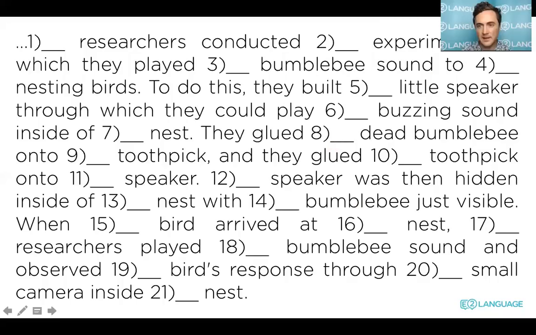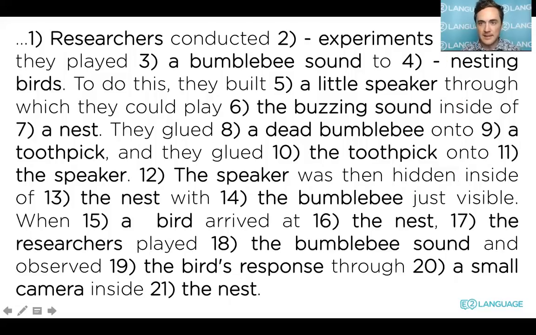Let me poke my head up. Here we go. Let's look at the answers. What have we got? We've got researchers. I'm sorry, these three little dots are a bit distracting. This is the first paragraph. Researchers, no article. Why? Because it's plural and it's the first time we mention them.